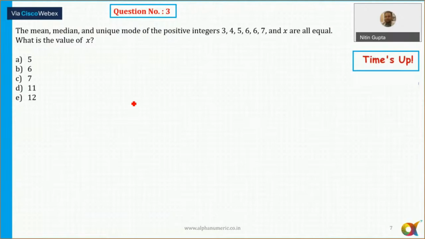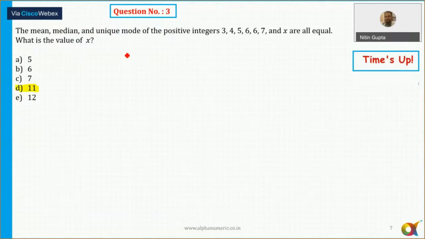All right, time up. Let's discuss. The correct answer is, of course, option number D, which is 11. Let's see how. It says the mean, median, and unique mode of the positive integers 3, 4, 5, 6, 6, 7, and x are all equal. What is the value of x?